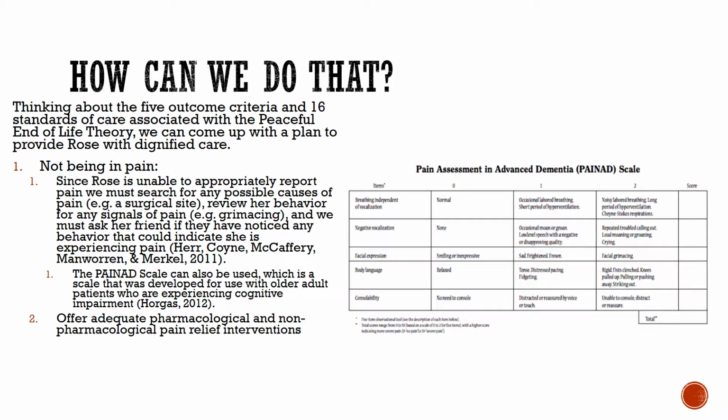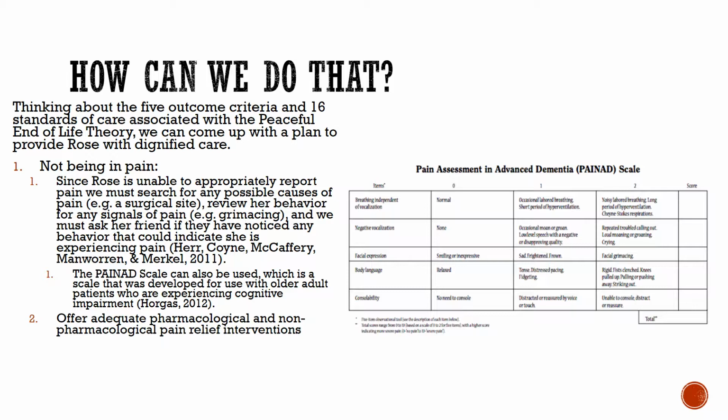First of all, we want to ensure Rose is not in any pain. Since she's unable to appropriately report pain, we must search for any possible causes of pain, such as a surgical site. We should also review her behavior for any signals of pain, which can include something like grimacing. And lastly, we should ask her friend if they've noticed any behavior that could indicate she's experiencing pain.